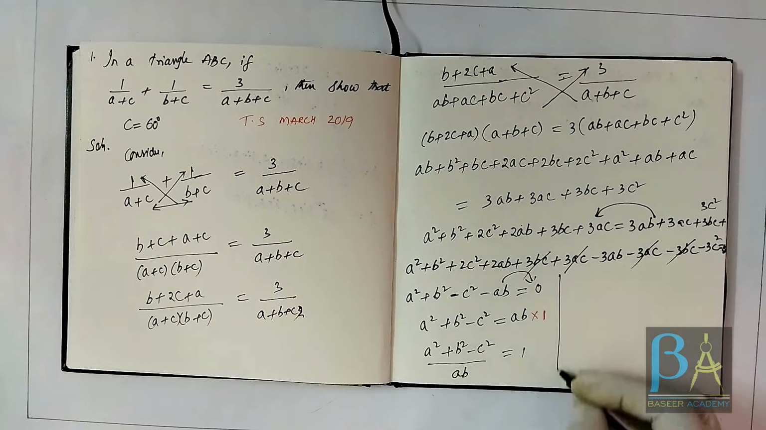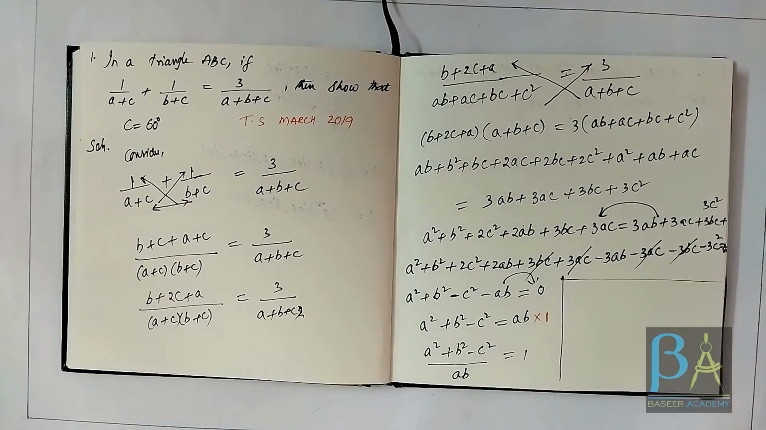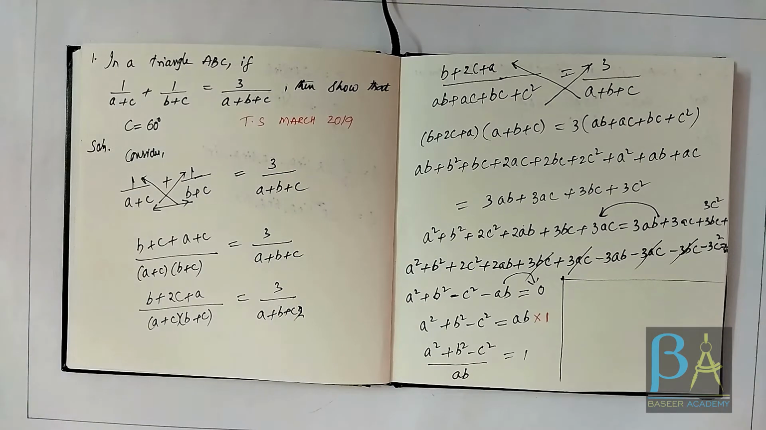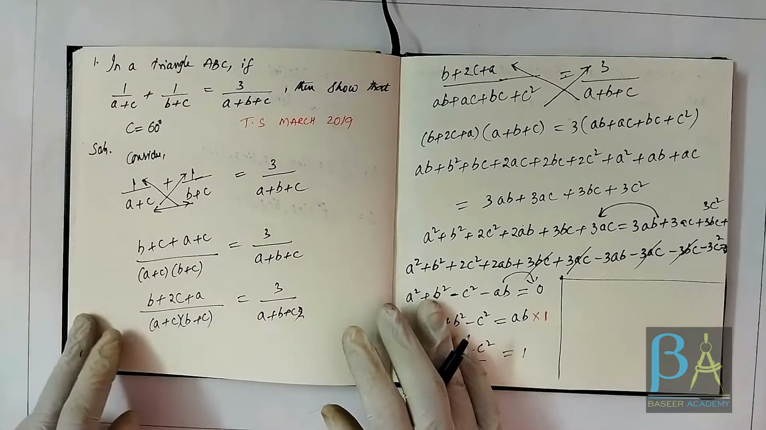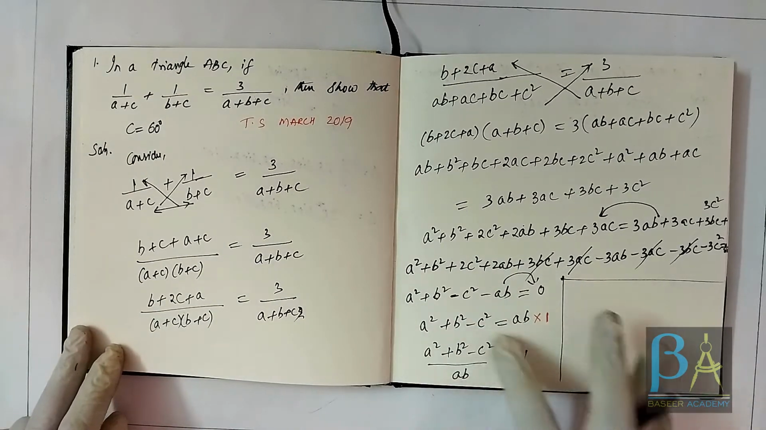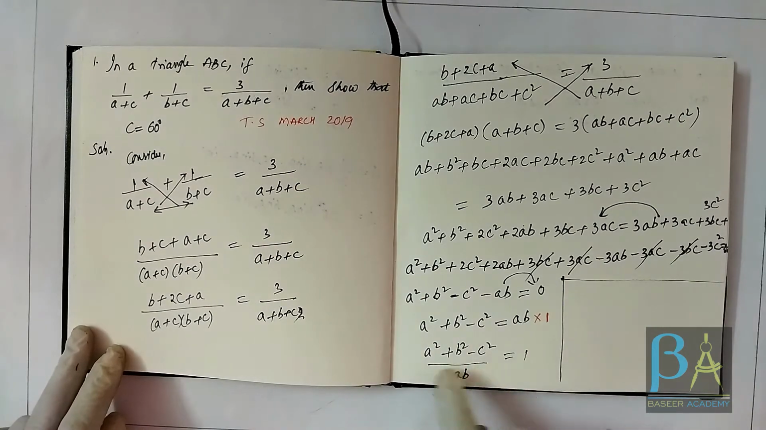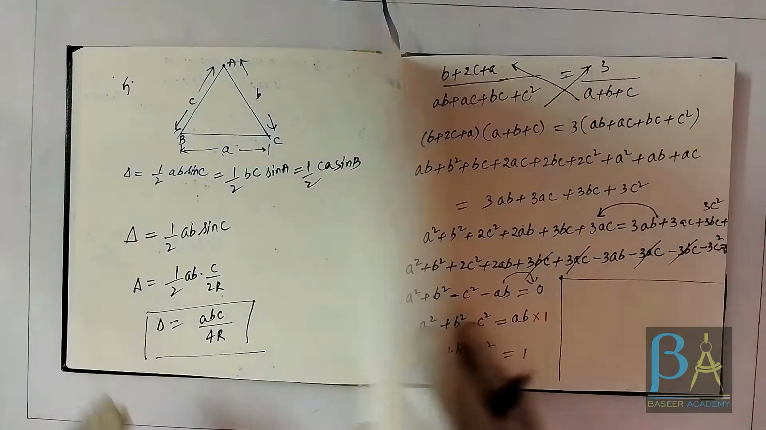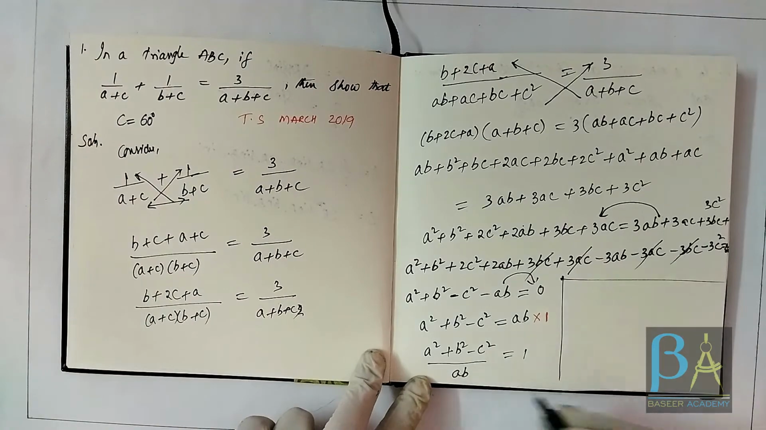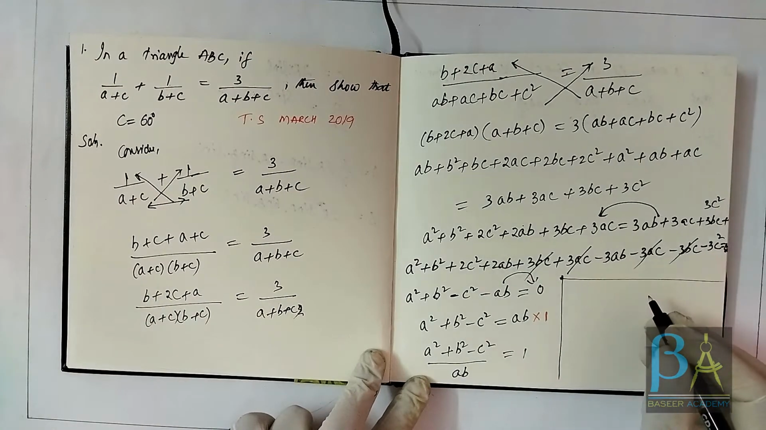And now what are we really going to do? How are we going to prove that angle C is 60 degrees here? You know that cosine rule can be used to find out cos of an angle when the sides of a triangle are given to you. A, B and C are the sides of a triangle. A square plus B square minus C square by 2AB, that should be cos C.